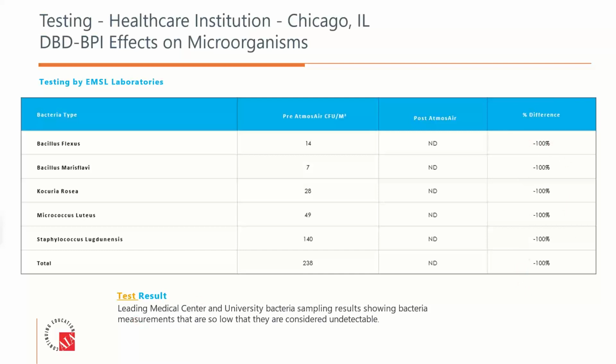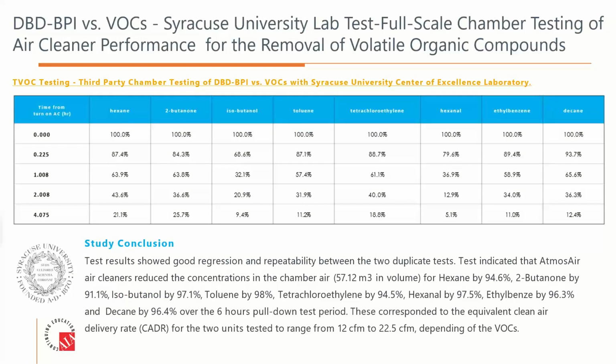Let's go on here. This is DBD versus VOCs. A Syracuse University lab did this, and they were showing how to get rid of some of these odors, like hexane, butane, butanol, toluene, etc. They start out, and over time you can see that the reductions were pretty significant down at the bottom here.